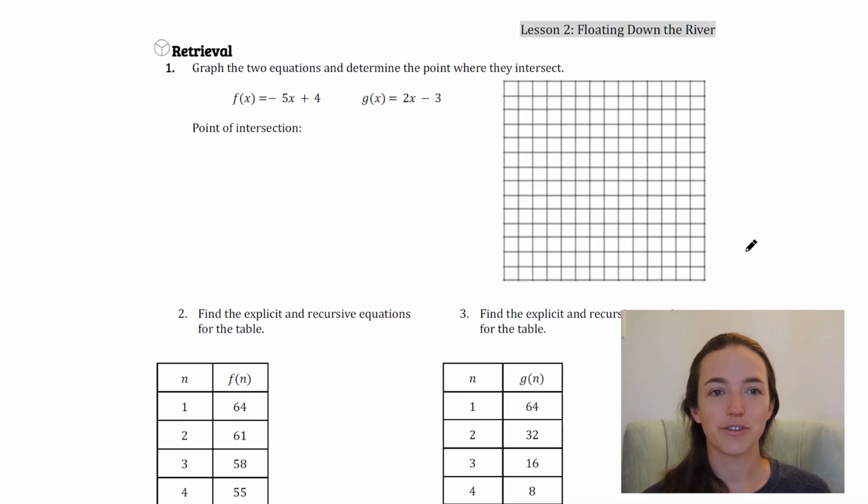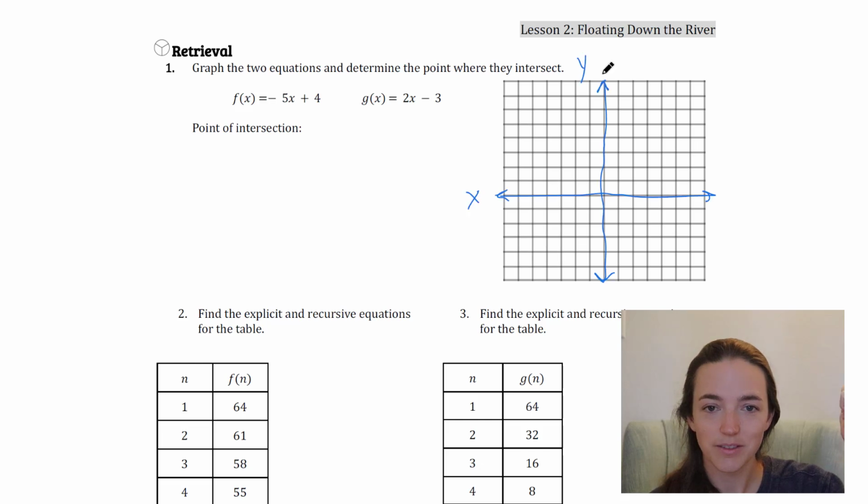This is the Unit 3 Lesson 2 retrieval in our packet. It starts on page 15. Okay, so first we're supposed to graph two equations and then figure out where they intersect. And how come they never give us the x and y axis? Okay, x and y axis, better than in the last video for sure.